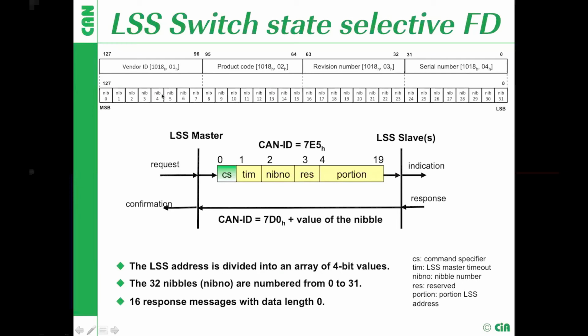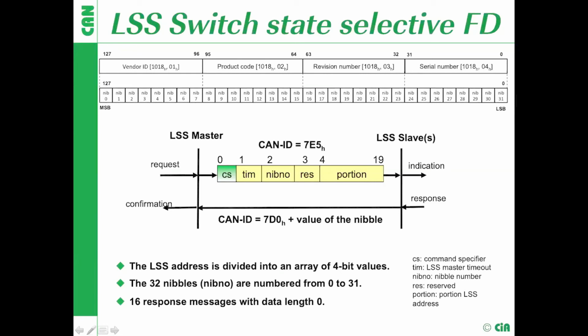So we can see here the figure above. Here is the definition for the NIB. For this service, the LS address shall be divided into an array of 4-bit values. So there are in total 32 neighbors, and they are numbered from 0 to 31. So the parameter neighbor number is the numbers 0, 1, 2, and so on.